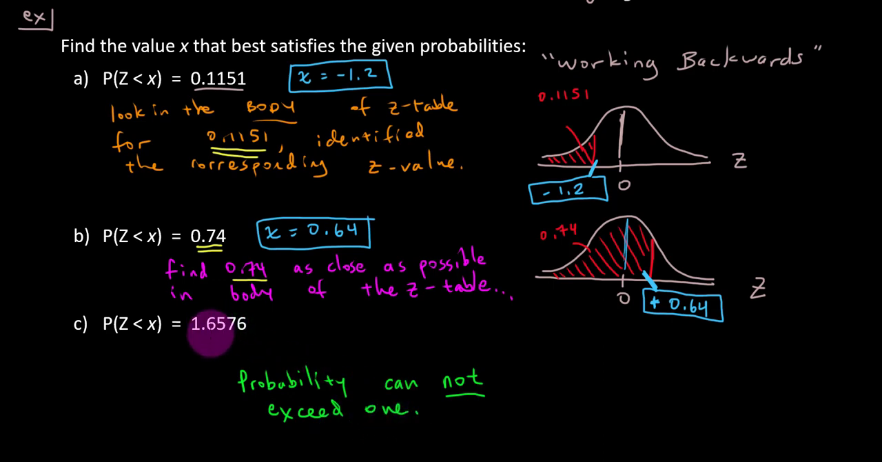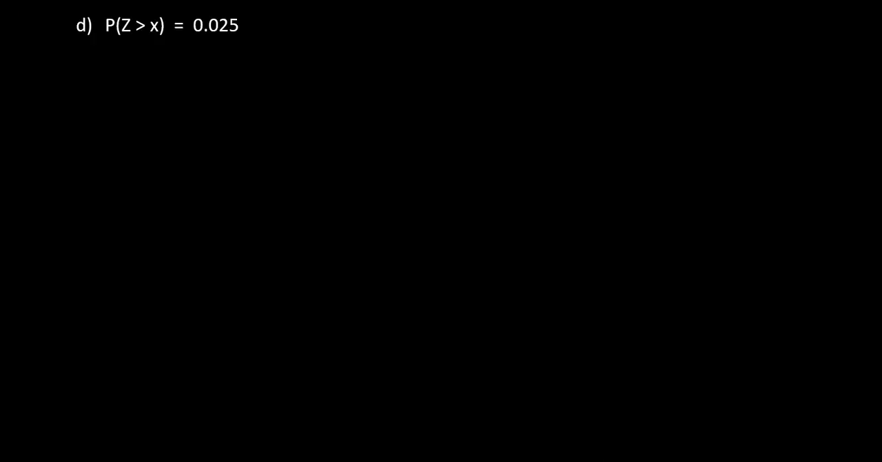And this is asking for the x value that makes the probability 1.65. That can never happen. Therefore, there is no solution here. No solution. There is no value of x that would make this a true statement. Pretty cool, huh? Got myself more space here. Let's look at part D and what is different with this question.